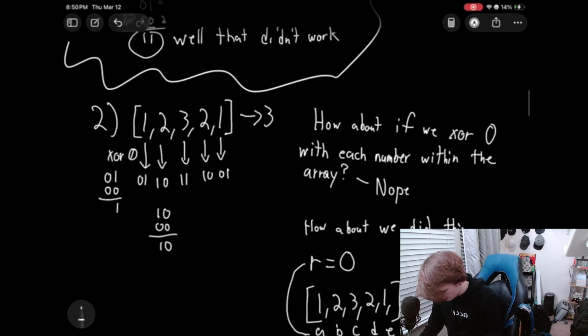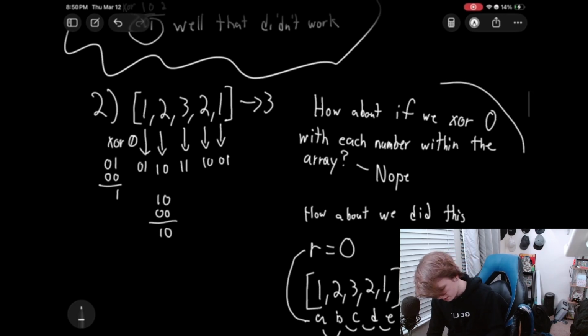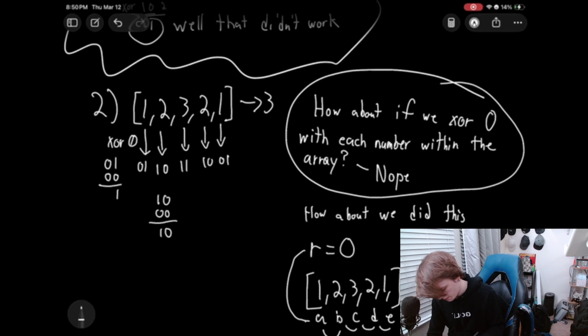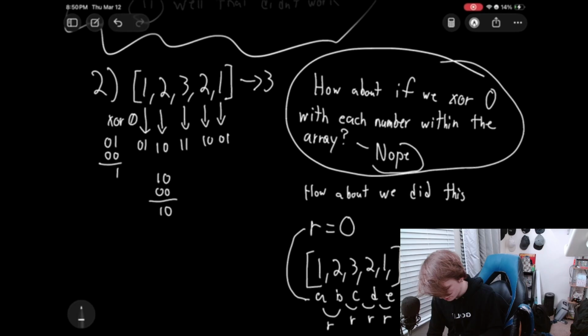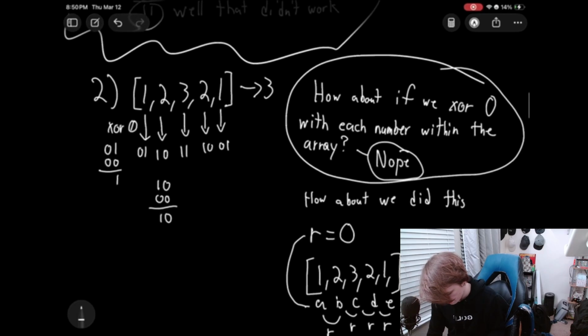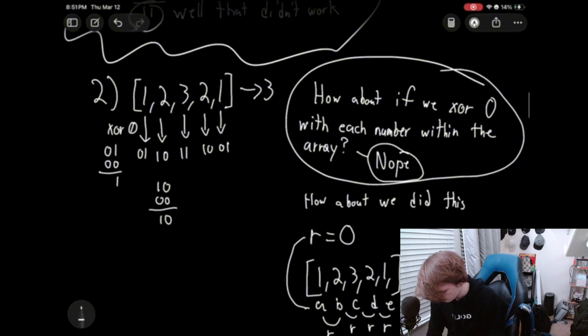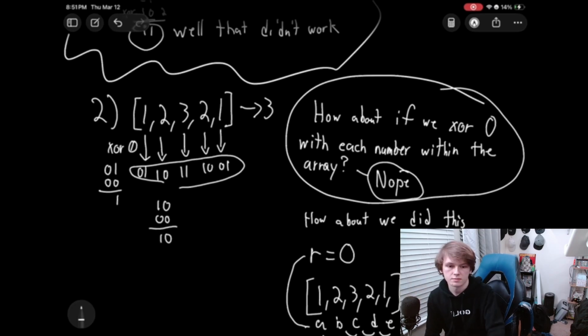So let's try this again. So I have all of these numbers in binary, XOR 0 to each of them. So I said right here, how about if we XOR 0 with each number within the array? Spoiler alert, it didn't work. But I thought somehow that would be the solution, which it wasn't. Hence why I have these binary translations here, because I XOR'd 0 with each of them. And that didn't seem to work.